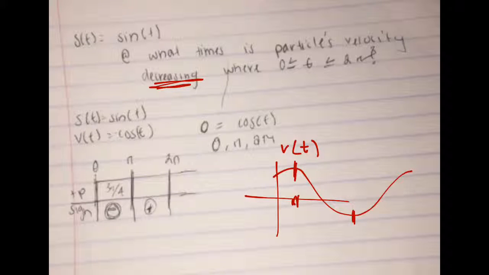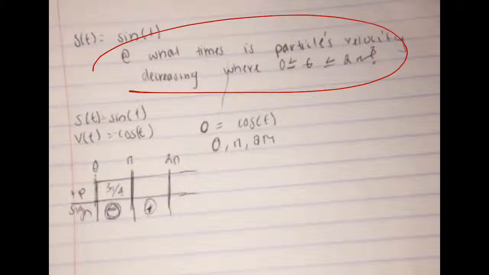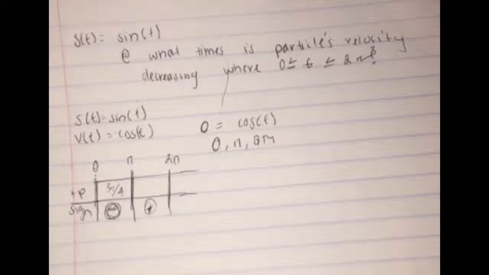Decreasing means negative slope. So if we're talking about the velocity decreasing, we're really talking about the slope of the velocity, and the slope of a function relates to the derivative. So really, this is not talking about velocity, it's talking about the derivative of velocity, which is acceleration. So this question is really saying at what times is the particle's acceleration negative. So it's a different type of question, but it's the same thing though. Particle velocity decreasing means acceleration is negative.